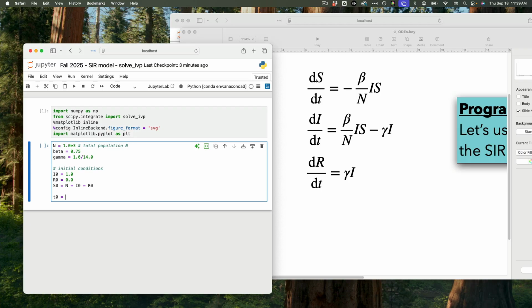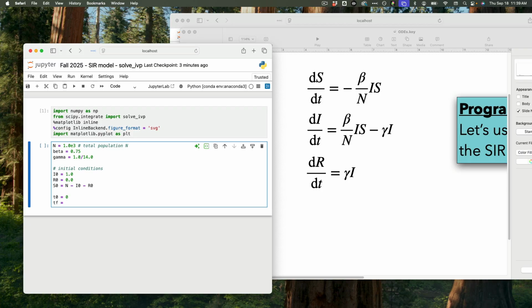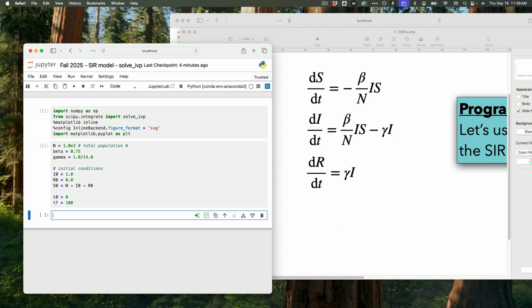And then T0 equals 0, and T final is equal to, let's say, I don't know, we run it for 100 days. Okay. So the dimensions of this equation are going to be in days. So the rate of change per day, okay, because we're not tracking over minutes, it's meaningless. So all the dimensions are in days. Okay, so these are the initial conditions.